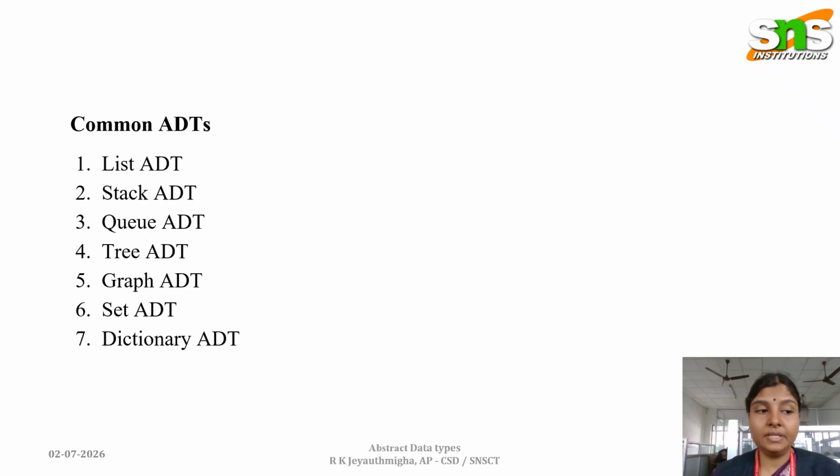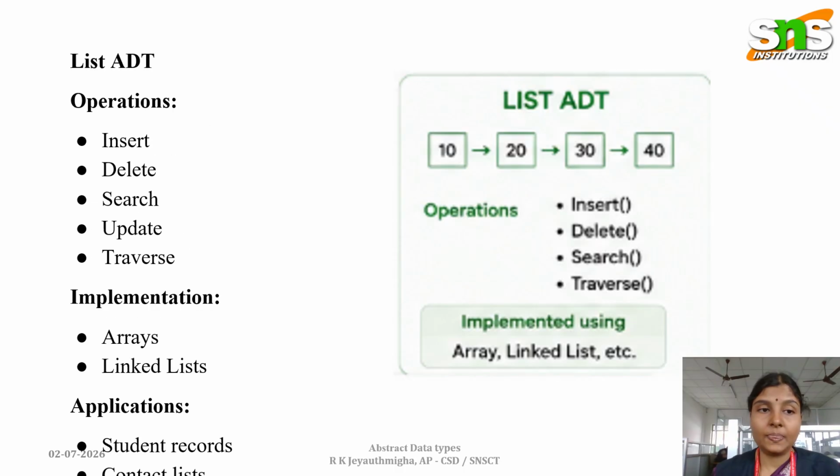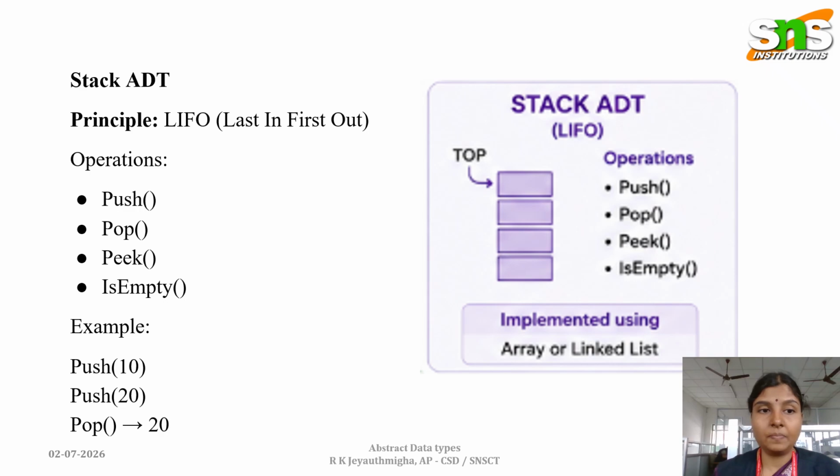Common abstract data types include list ADT, stack ADT, queue, tree, graphs, set, and dictionary. List ADT operations are insert, delete, search, update, traverse. The implementation is by arrays, linked list. The applications are student records, contact list, etc.